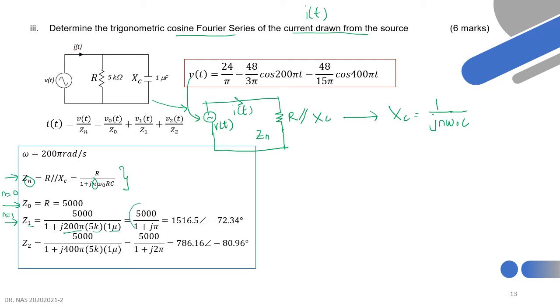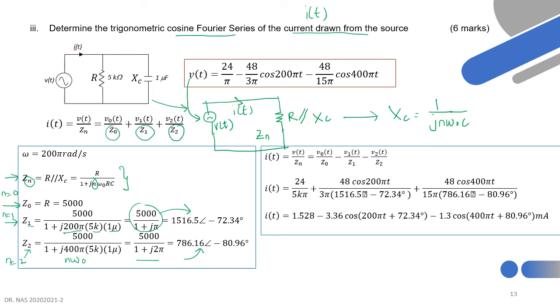So then you need to convert this rectangular form into polar form. So same goes to when n equal to 2. So Z2, replace all n with 2. So this is n multiplied with omega naught. So n equal to 2, omega naught is 200 pi. Okay, and then convert this into polar form. So you already have all the impedance values. So you already have Z0, Z1 and Z2. Now you need to derive the final equation of IT. Okay, so IT is now VT divided by Zn.